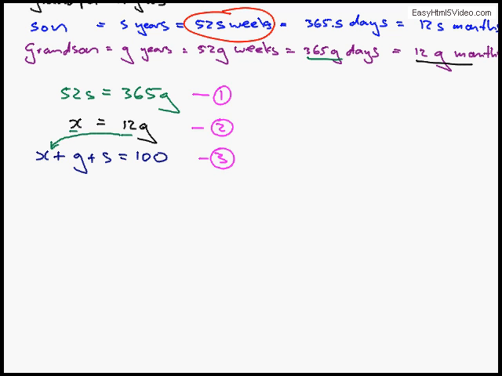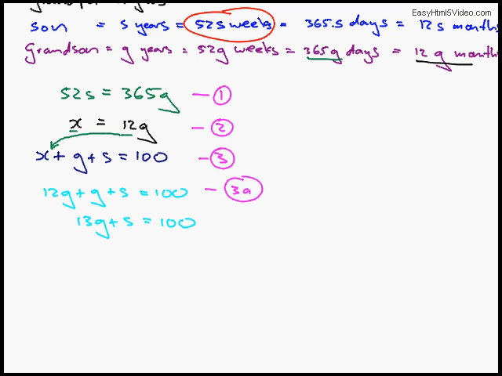So this new equation will then look like this. It will be 12G plus G plus S is equal to 100. And let's call this 3A, since it came from equation number 3. And that will then give us 13G plus S is equal to 100.